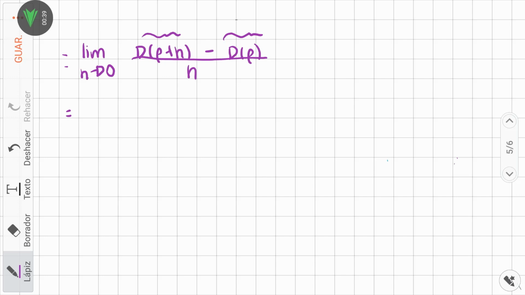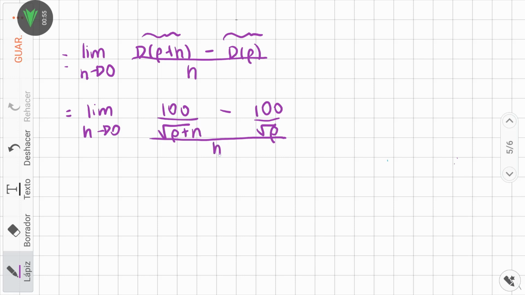So that will be the limit as h approaches 0 of 100 over the square root of p plus h, minus 100 over the square root of p, over h. Notice something: I wrote p plus h inside the square root because that is the input of this function.